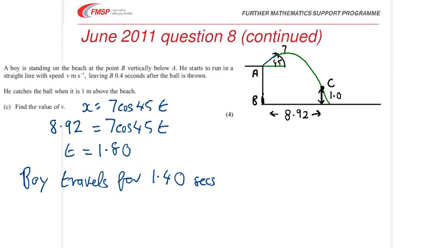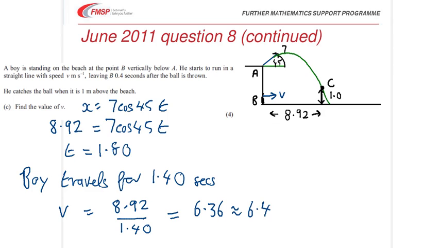You can see where we're going with this now. We're trying to find the speed of the boy, this v there. He's got to travel 8.92 meters in 1.4 seconds. So a simple calculation to find v. It turns out to be 6.36, or 6.4 meters per second.